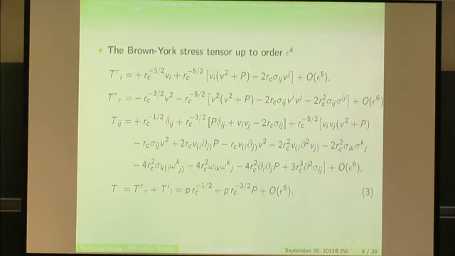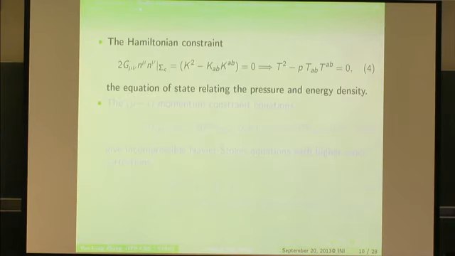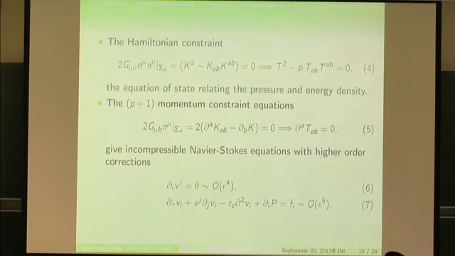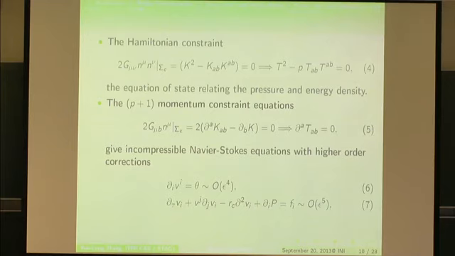It can be identified as the stress tensor of the fluid, and the coefficients can also be extracted from such a stress tensor. Especially, the Hamiltonian constraint gives the relation of the stress tensor. It behaves as the equation of state, just relating the pressure and the energy density of the fluid. And again, the momentum constraint gives the conservation of the stress tensor. It will just reduce to the Navier-Stokes equations. Of course, in higher orders, there are some corrections, but these are higher order corrections.